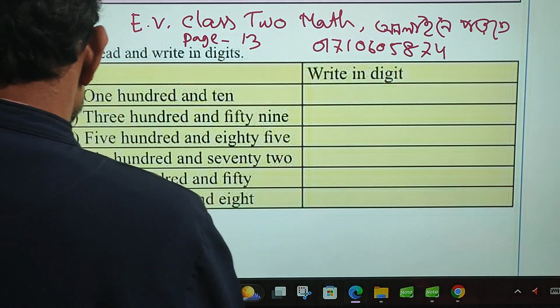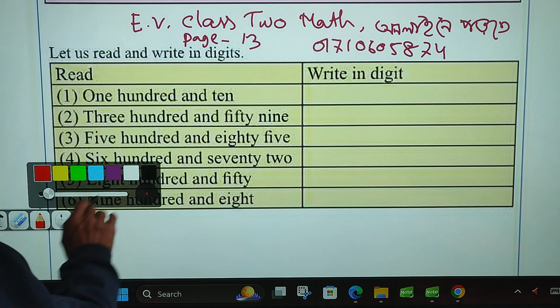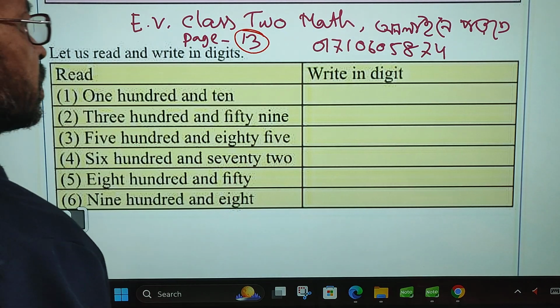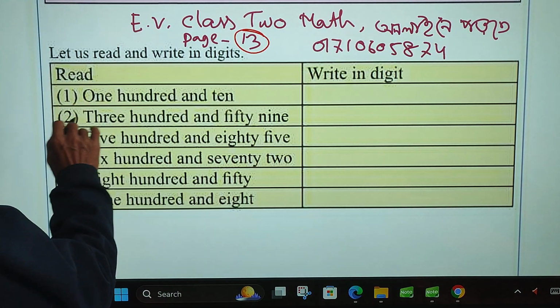Dear students of class 2 from English version, look at your math book, page 13. তোমাদের গণিত বইয়ের 13 পেজটা খোলো, and you are ordered to solve this problem.